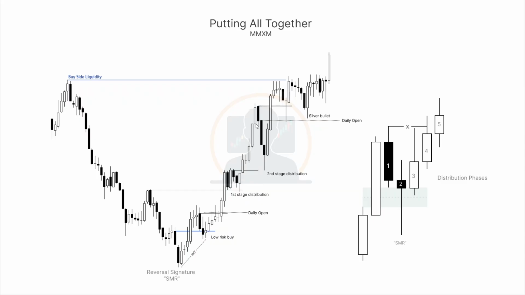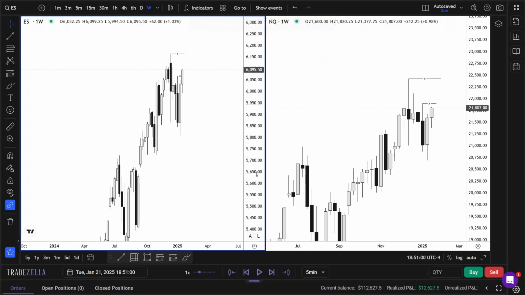We expand away, followed by retracement. We close. After the retracement, we expand again, starting the second stage distribution. Then finally completing our market maker buy model. So let's go through some examples right now to finalize our teaching. All right, let's take a look at some examples here.